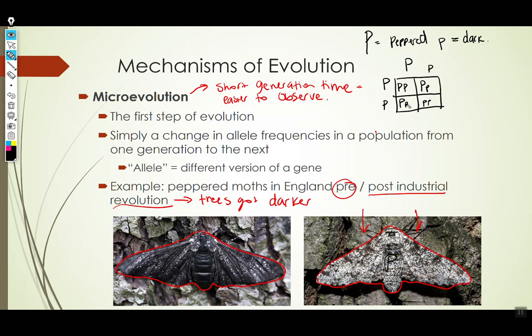All right, so we can see our classic 1:2:1 genotypic ratio. So one homozygous dominant to two heterozygotes to one homozygous recessive. So we're also going to have one light moth, two medium gray moths, and one black moth.